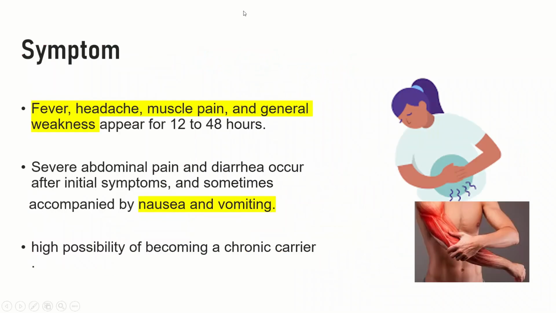At first, fever, headache, muscle pain, and general weakness appear for 12 to 48 hours. Severe abdominal pain and diarrhea occur after initial symptoms and sometimes are accompanied by nausea and vomiting. In particular, if the immune system is poor, there is a high risk of infection and recurrence, severe symptoms, and a high possibility of becoming a chronic carrier.